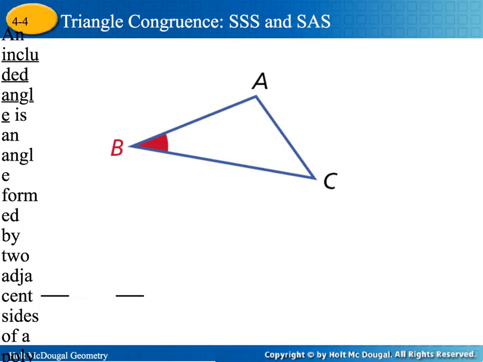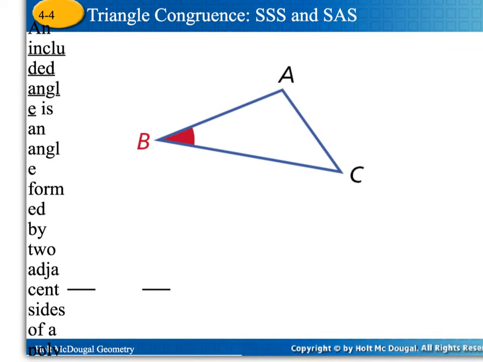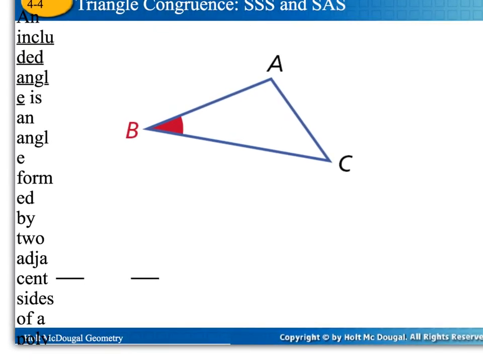Alright, what this is trying to say is an included angle is an angle formed by two adjacent sides of a polygon. So, for your notes, go ahead and write down your second buzzword is included angle.